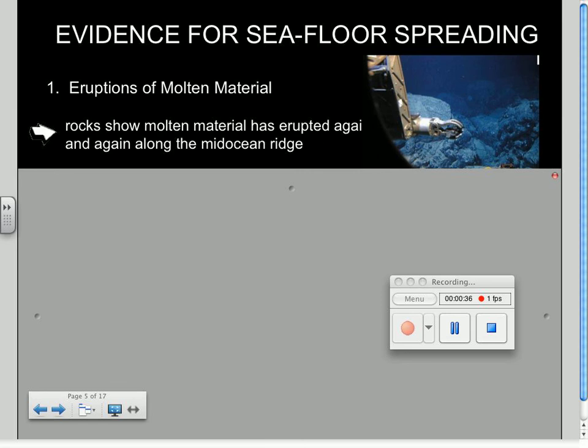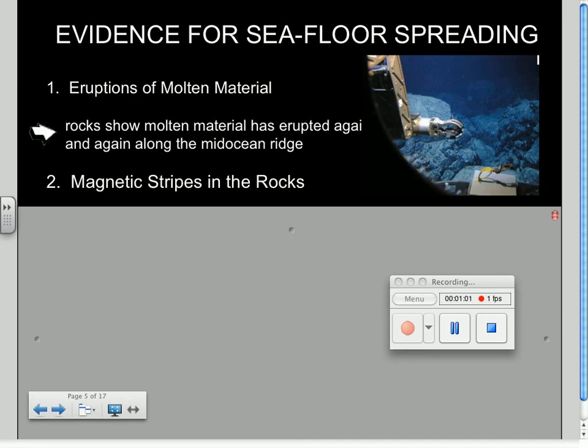The first category of evidence is simply the fact that there are eruptions down there. There is molten material. There are volcanoes. And rocks show molten material has erupted again and again along the mid-ocean ridge. If there were no eruptions, then there would be no new seafloor. And then we couldn't say that seafloor spreading is actually happening.